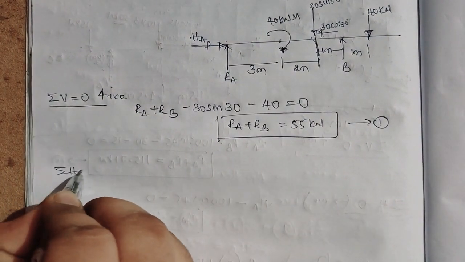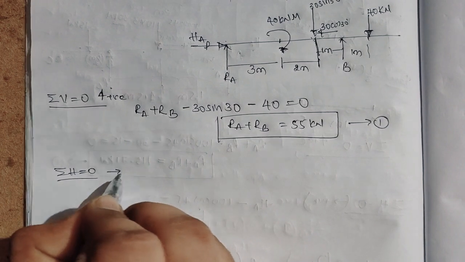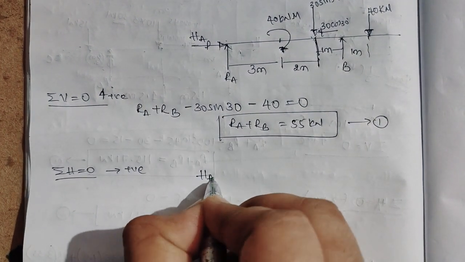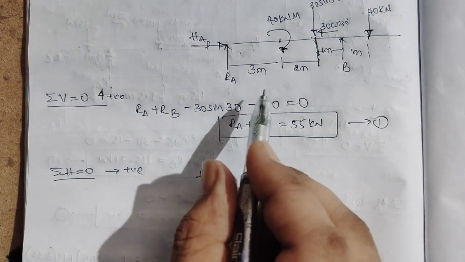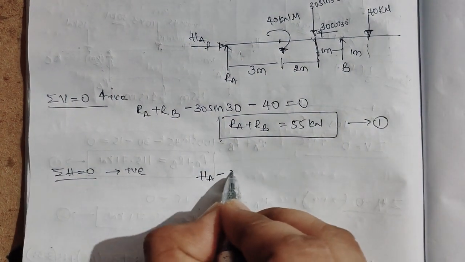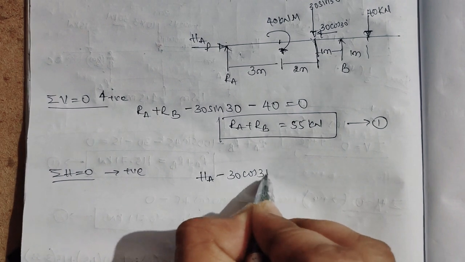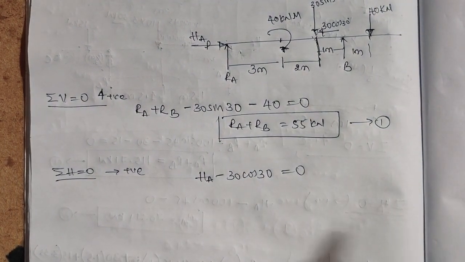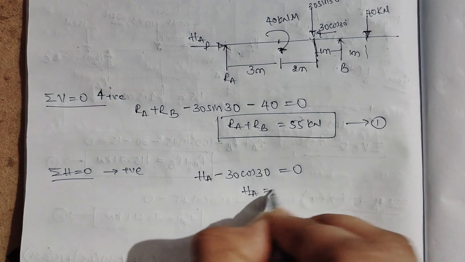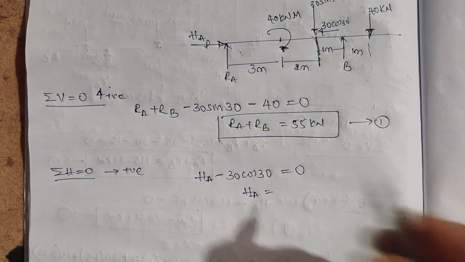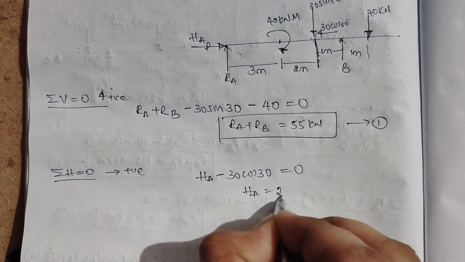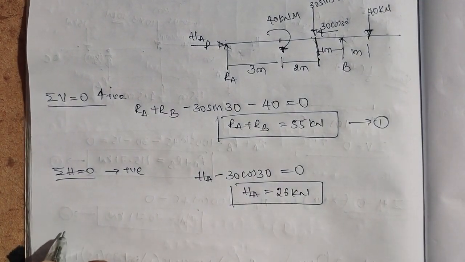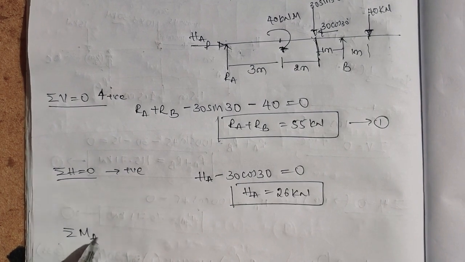Similarly, summation of horizontal forces equal to 0, taking left to right as positive, so HA minus 30 cos 30 is equal to 0. Therefore HA will be 26 kilonewton. Now this is the main part where you have to concentrate more.